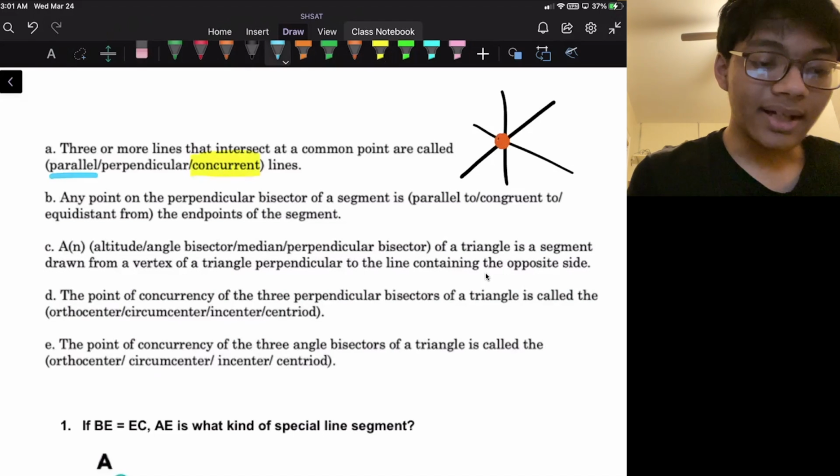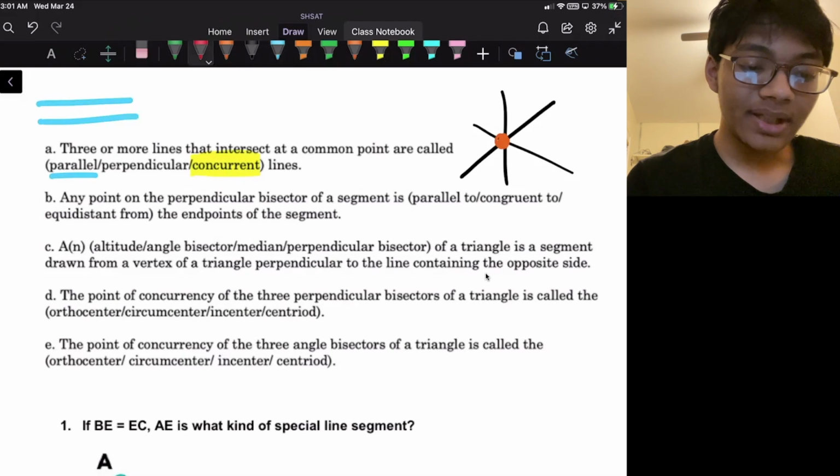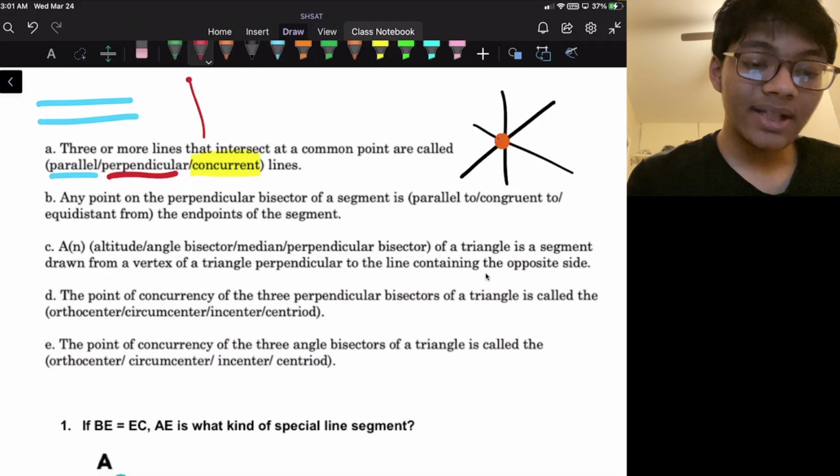Parallel lines are lines that never meet, okay? That's how parallel lines look. Perpendicular lines are lines that meet at a right angle.